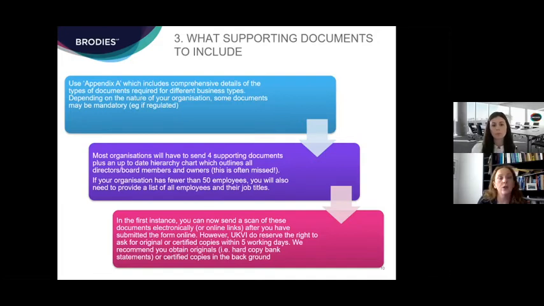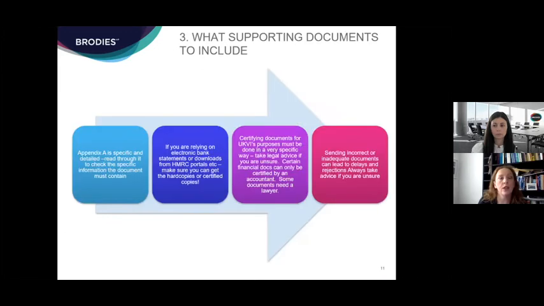And then in terms of the actual supporting documents, you can now usefully send a scan of these electronically. It used to be the case that you had to submit them all by post, but UKBI do reserve the right to ask for the hard copies within 5 working days. So I would say it's useful to have in the background on file hard copies of the originals or certified copies. And UKBI don't just accept photocopies. If they do ask for these to be submitted, they want copies certified by a lawyer, or some of them have to be certified by an accountant.